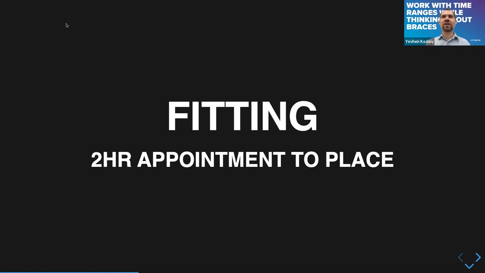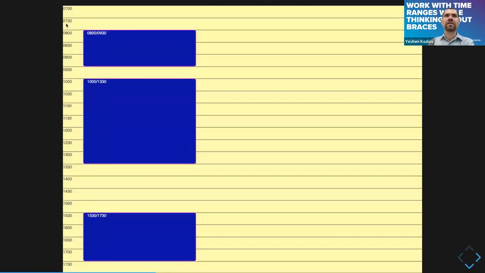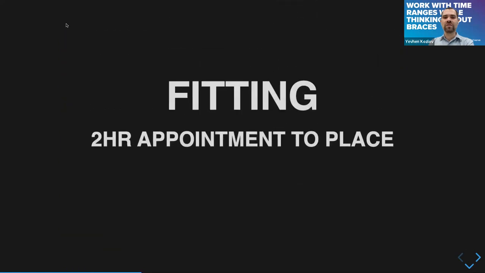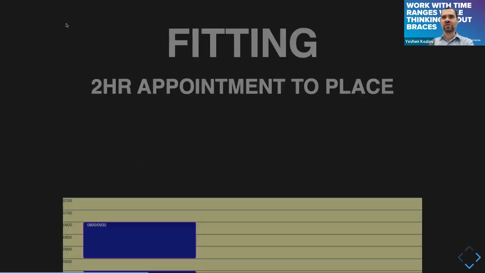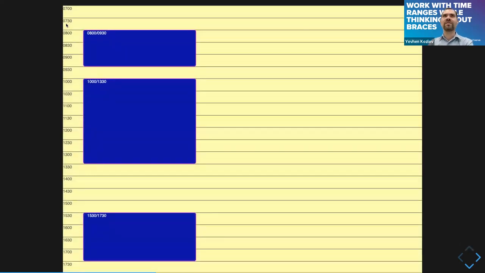The first operation I want to talk about is not directly related to braces, but is also really important. Say we have a calendar with availability zones, and we need to fit our appointment here. How could we go about calculating this, not just looking with our eyes, but actually calculating?